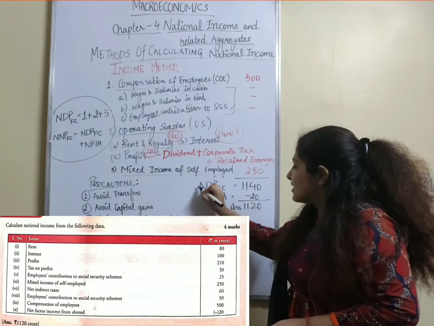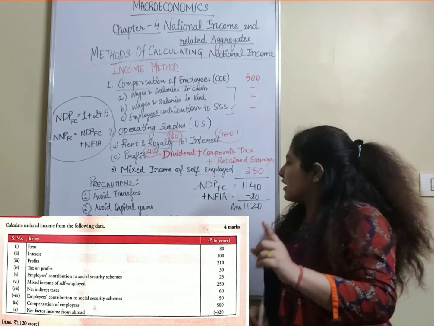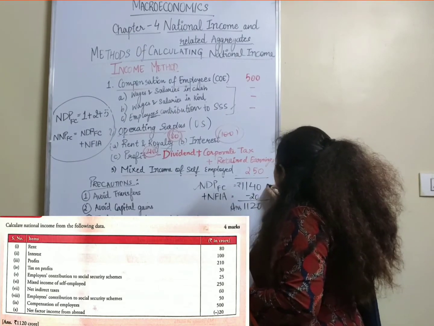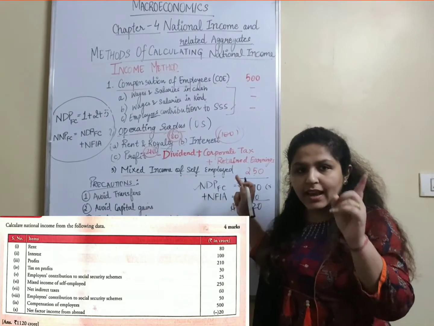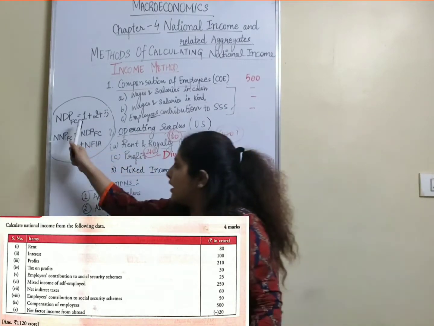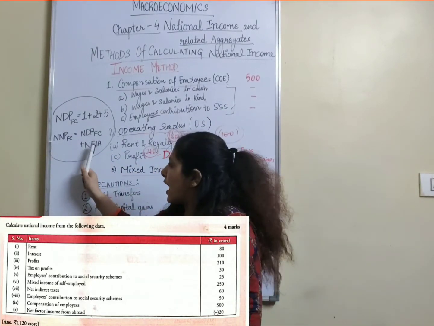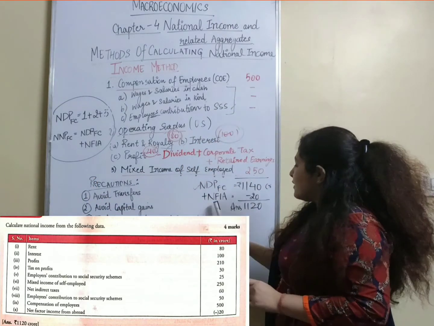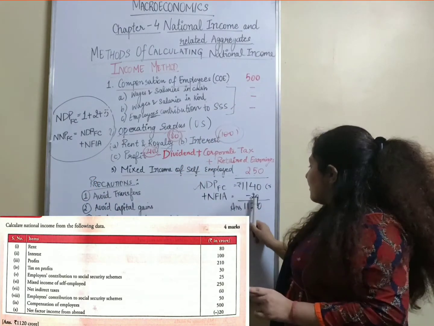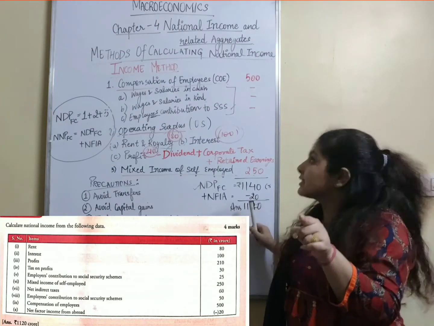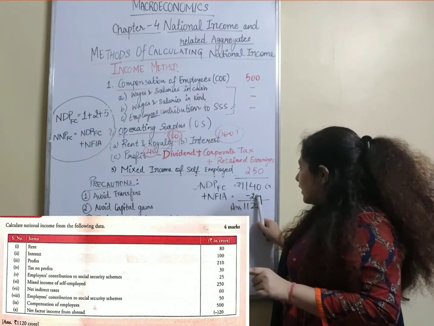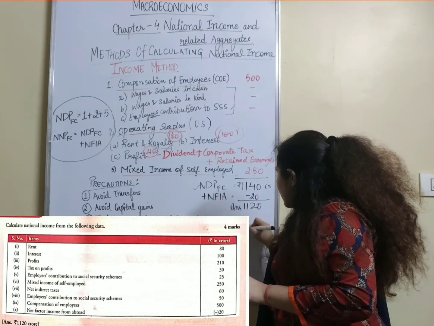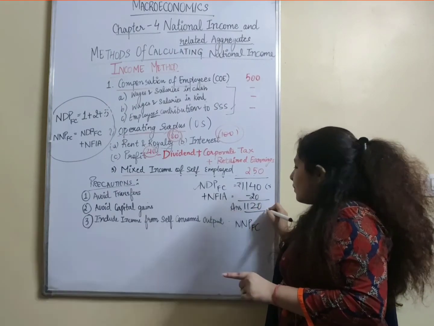So adding these all, adding the first part plus the second part plus the third part, what is this? Domestic income, NDPFC. So I get 1140 crores as domestic income. And we know the formula, to get national income, we need to add net factor income from abroad. See the question, in this net factor income from abroad is given in minus. Minus 20 is given. Just have a look. So minus 20 will do. So the answer which will come out to be for national income will be 1120.